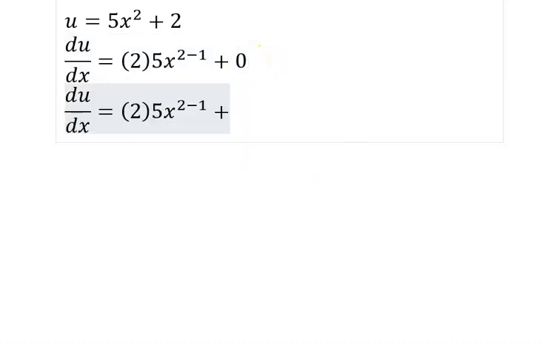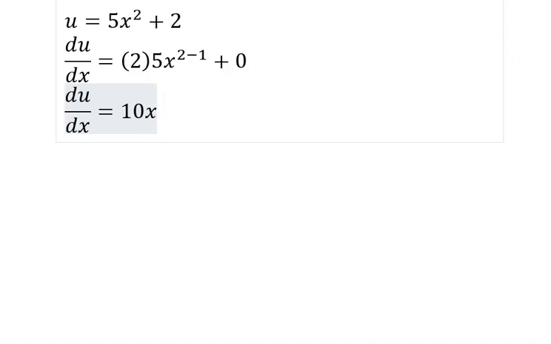So now that 0 has gone, 2 minus 1 will give you 1. Then 2 times 5 will give you 10. So you have 10 raised to the power 1. Once the power is 1, there is no point, you can do away with it. So you have 10x. Beautiful. So we've been able to get our du/dx as well.